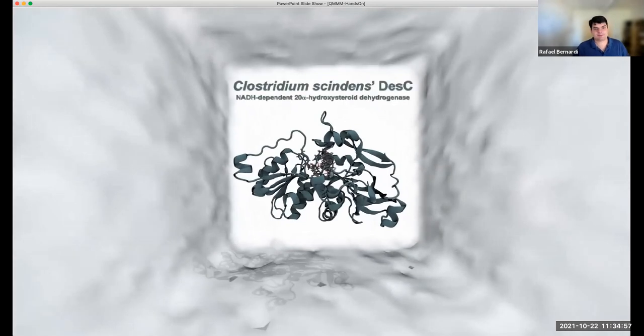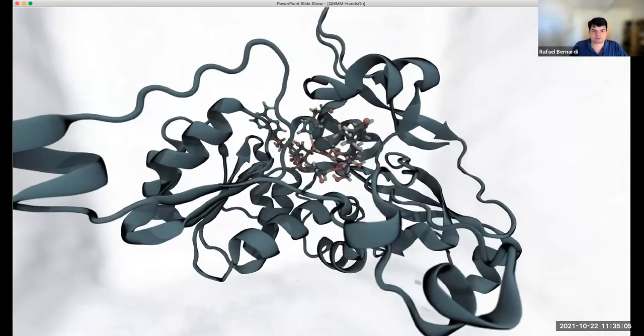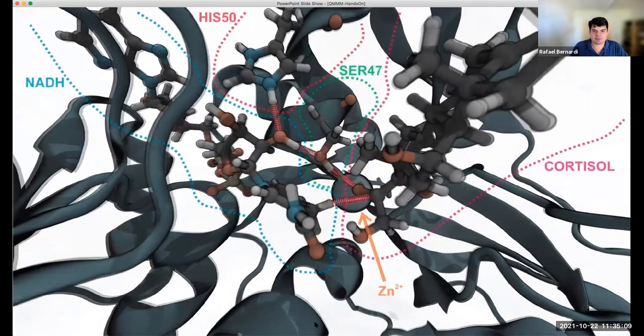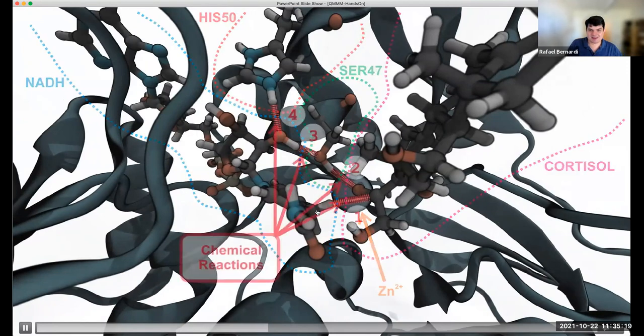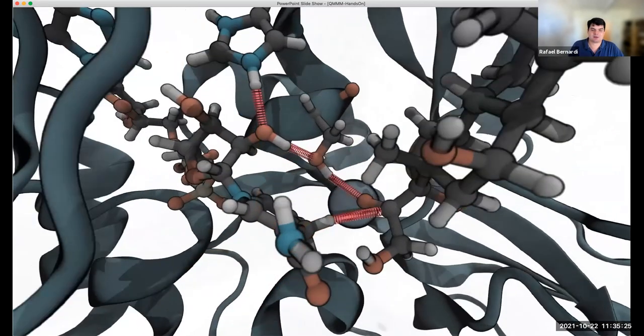So here you have the procedure starting, that's C. That's your reaction center. You can see it. These are the bonds that we're going to form. So this is the cortisol, this is the serine, the histidine, and this is the NADH. Oh, there's a zinc. It's not even a magnesium. Sorry about that. There's a zinc ion. And then you have here the chemical reactions. It's step one, step two, step three, and step four. There are four reactions happening.